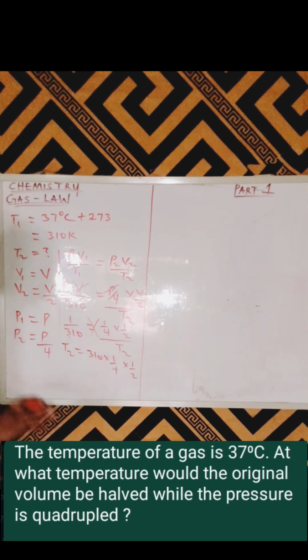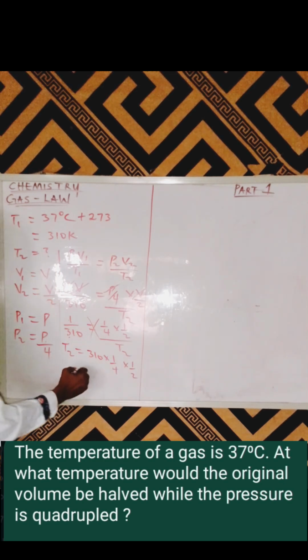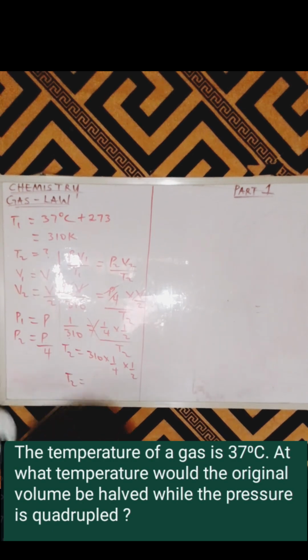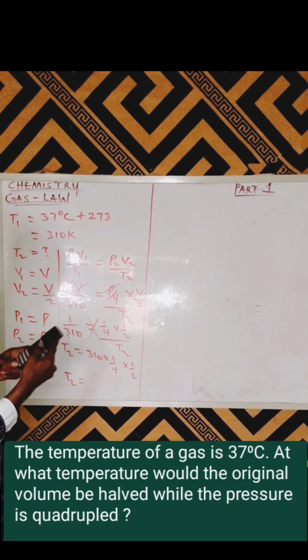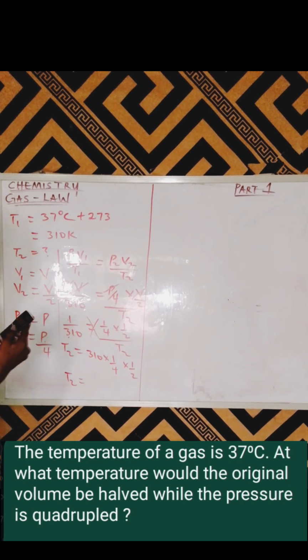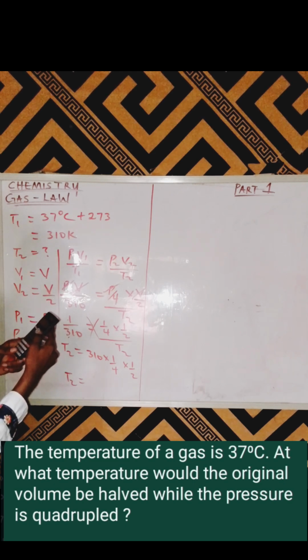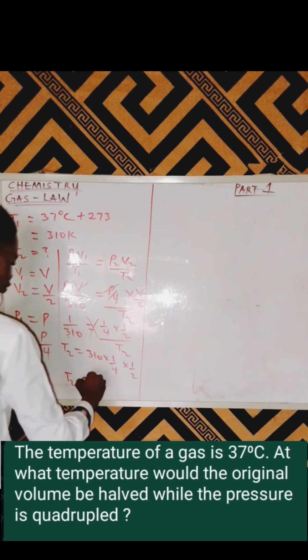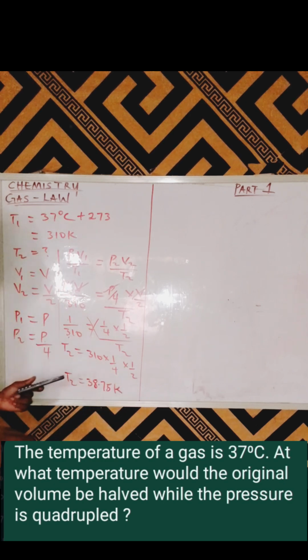You can say I'm solving it step by step so you understand. So T2 is equal to 310 divided by 4 divided by 2. Let me use my calculator. So 310 divided by 4 is 77.5, divided by 2 is 38.75. So that would be 38.75 Kelvin. Yes. So this is method 1.